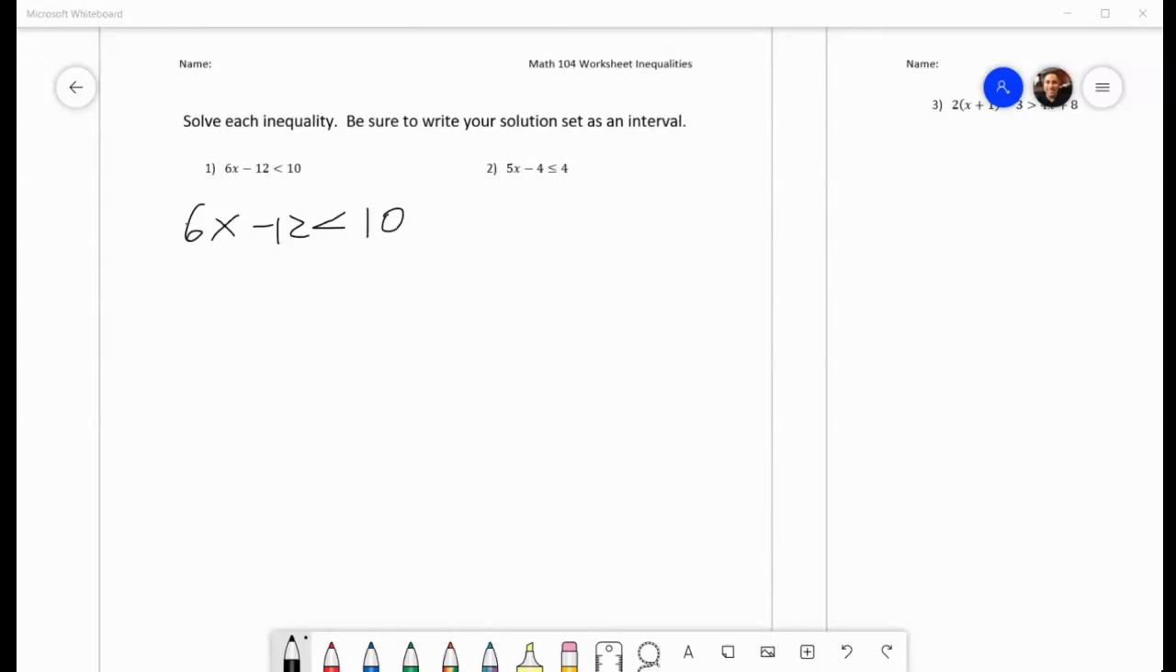Now, what am I going to do next? Well, if we want to get x all alone, let's get the 12 out of there. So I'm going to add 12 to both sides. By doing that, these cancel, just like in solving an equation. We have 6 times x is less than 10 plus 12, which is 22. Now, are we done? Well, almost, because we don't want 6 times x, we want x.